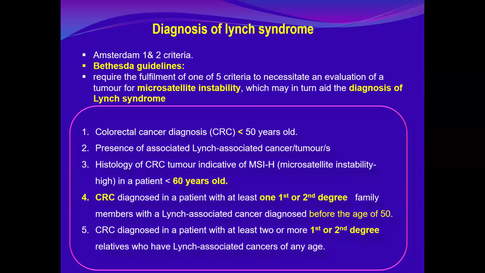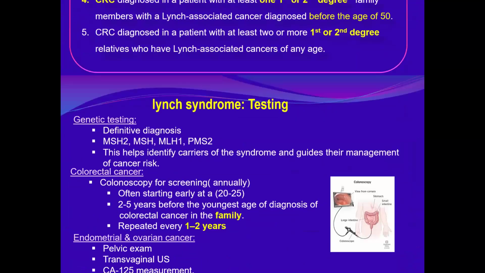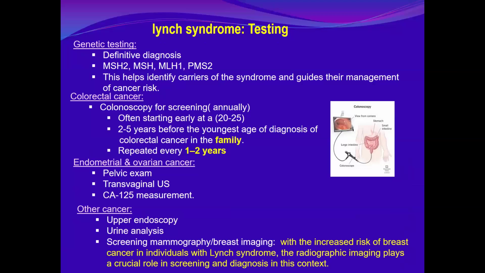colorectal cancer diagnosed in a patient with at least one first or second degree relative with a Lynch syndrome cancer diagnosed before the age of 50, or colorectal cancer diagnosed in a patient with two or more first or second degree relatives who have Lynch syndrome associated cancers at any age, okay? So what about Lynch syndrome testing?